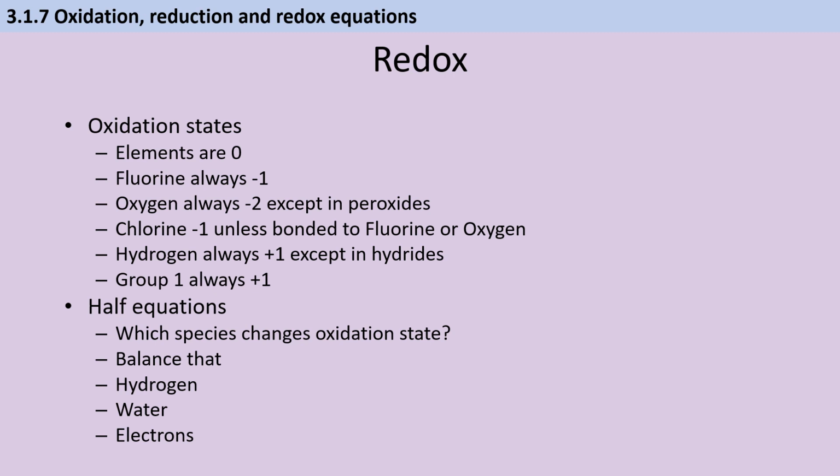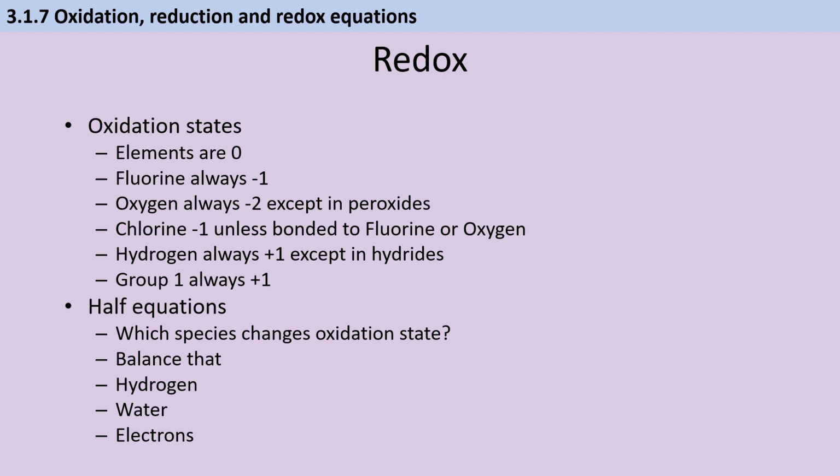Fluorine is always an oxidation state of -1 in a compound. Oxygen is -2 unless it's either bonded to fluorine, in which case that rule takes precedence, or if it's in a peroxide where it has an oxidation state of -1. Chlorine has an oxidation state of -1 unless it's bonded to something more electronegative, in which case that rule takes precedence. Hydrogen is +1 unless it's in a metal hydride, in which case it's -1, and group 1 metals are always +1.